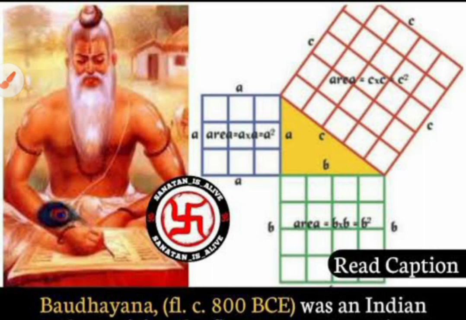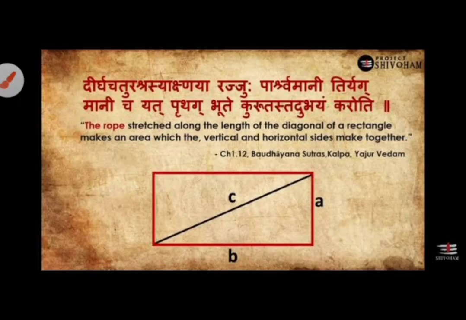So see, he already stated that the area of the longest side, if there was a rope taken from one corner to another, the square of that will be equal to the square of the height plus the square of the horizontal side. Okay, vertical and the horizontal, that he had stated in the sloka that we have here.